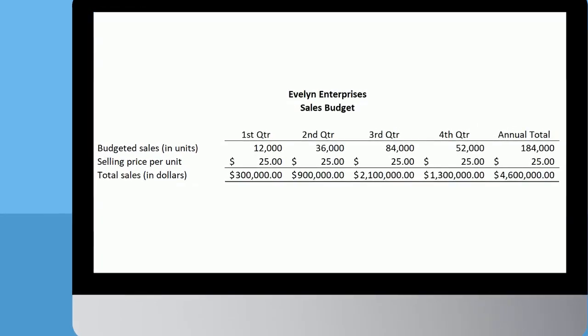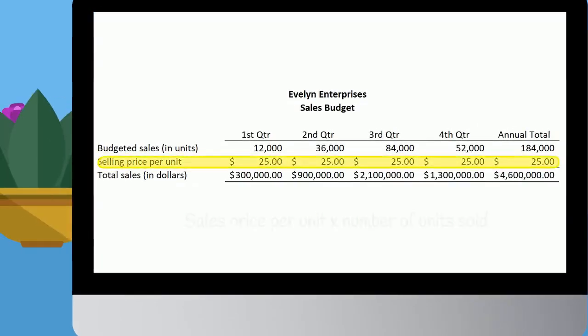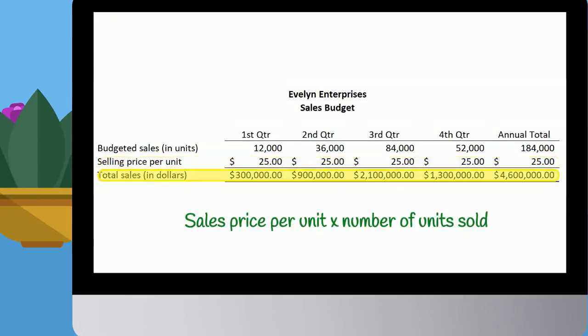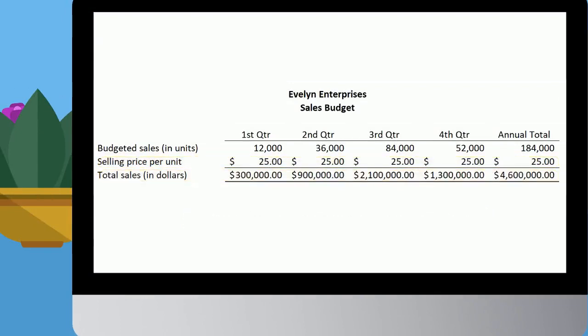Next, Isabella takes the sales price for each item and multiplies it to calculate the total budgeted sales in dollars. Now, we know how much they expect to have in sales quantity and sales dollars.